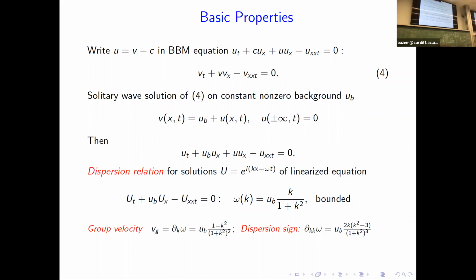If I substitute in this exponential, I can solve for omega, and I get a bounded relationship between omega and k, whereas for the KdV equation, that relationship is unbounded. That's a key difference between the equations. I can differentiate once to get the group velocity, and a second time to get something called the dispersion sign. You'll notice that these quantities are 0 at special values of k: k equals 1, k equals 0, and k equals square root of 3. Again, that will show up a little later.